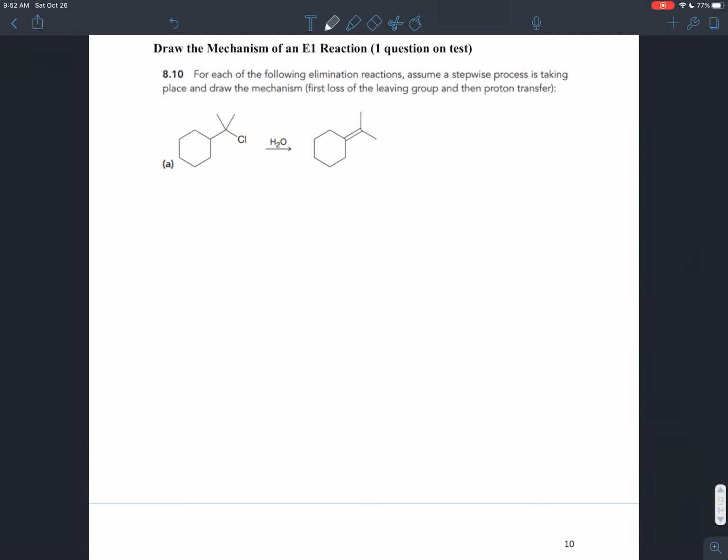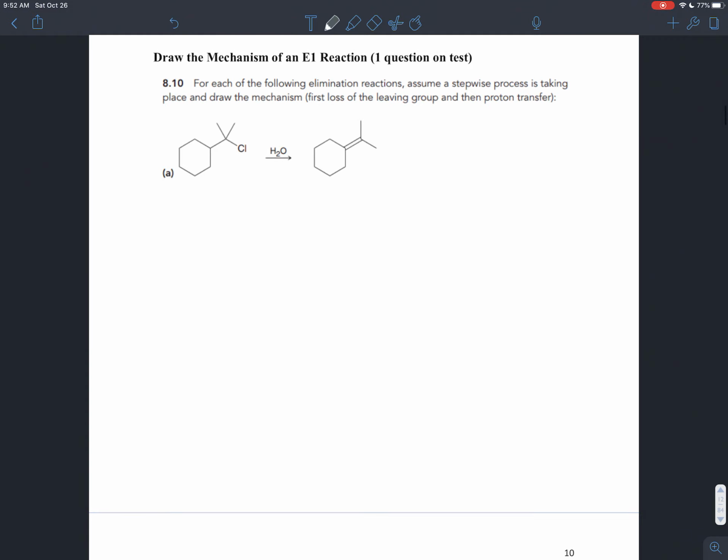In exercise 8.10, they're asking us to draw the mechanism for E1 reactions. Now we know that for two reasons. In the exercise it says elimination, so E, and then it says a stepwise process. That's a process that happens one step at a time. So only one thing will ever happen at a time, and that's what the 1 in the E1 is talking about. And when I say thing, I mean movements of electrons.